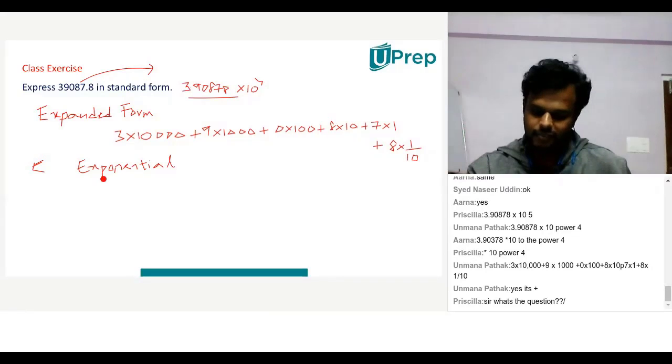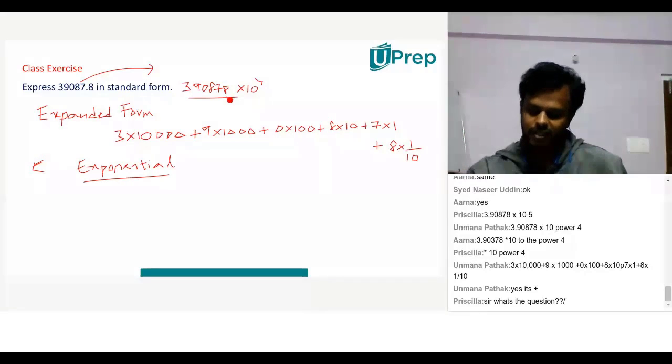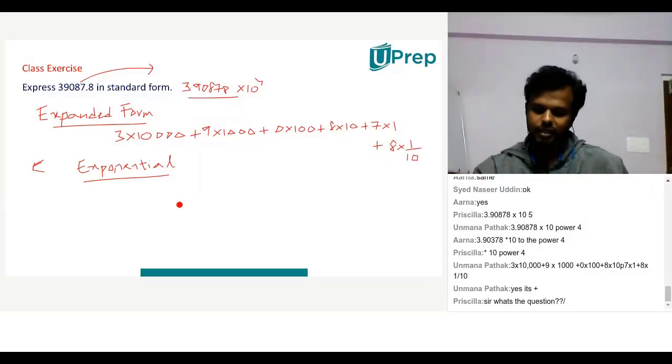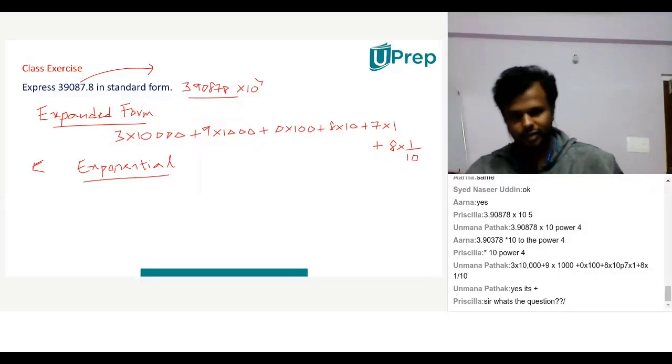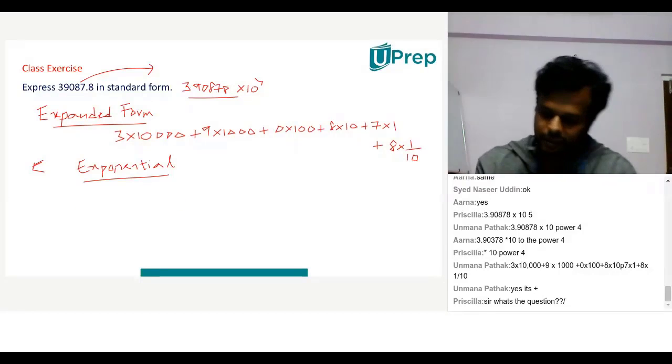Priscilla, we need to write it in exponential form. This is the standard form. I think almost all of you have got it correctly. This is the expanded form. Now I want you to write in exponential form. How do you write this? So children, how do we write this?